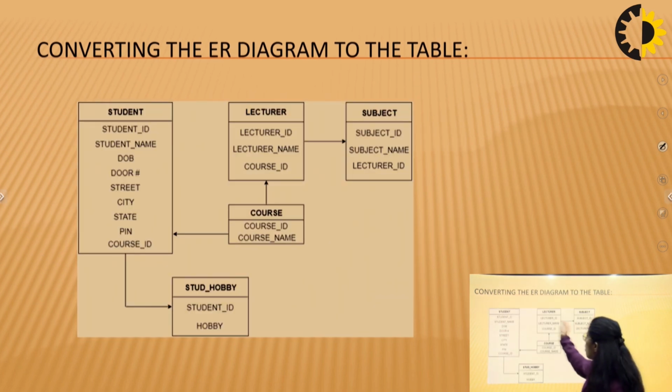So this is how our table will be looking like. We have student table with all these columns, lecturer table, subject table, course table, and student hobby table with ID and hobby.